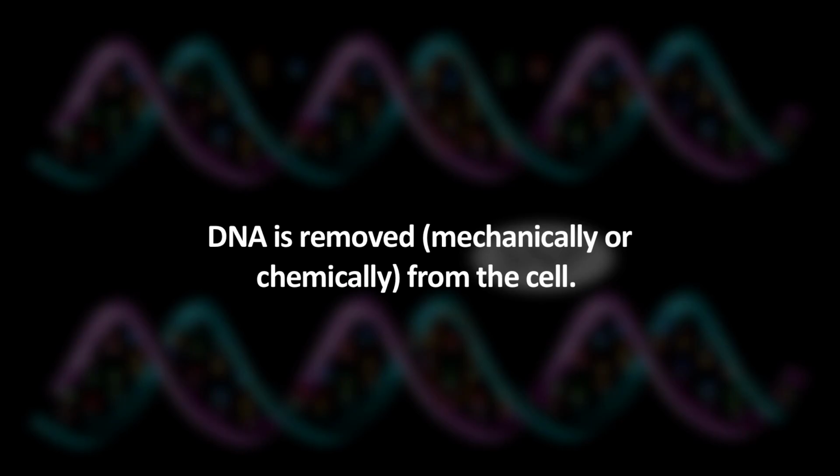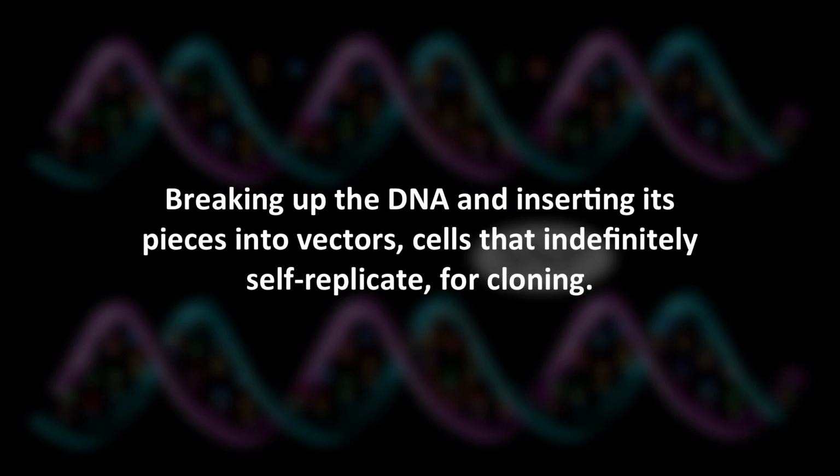In the first instance, DNA is removed from the cell. This can be done either mechanically or chemically. The second phase involves breaking up the DNA and inserting its pieces into vectors, cells that indefinitely self-replicate for cloning.